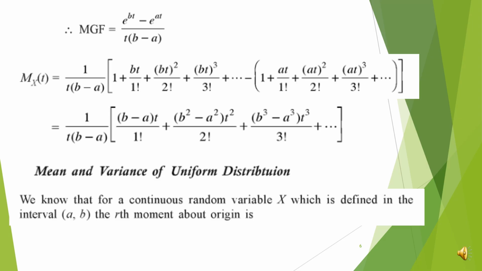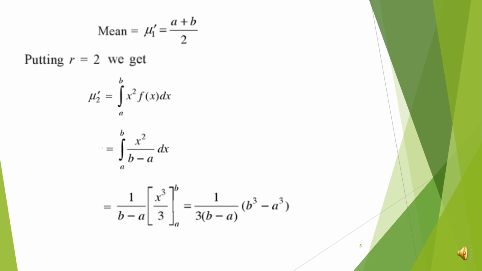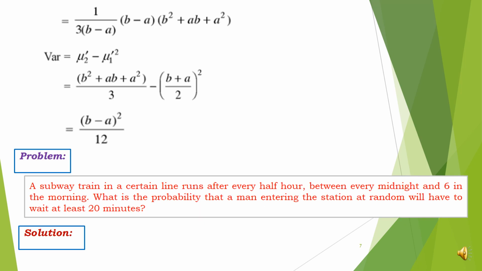The mean and variance of the uniform distribution are given as follows. The moment is the integral from a to b of x^r f(x) dx, where f(x) is the probability density function of the random variable x. The mean is (b plus a) divided by 2, and the variance is given by (b minus a) the whole square divided by 12.